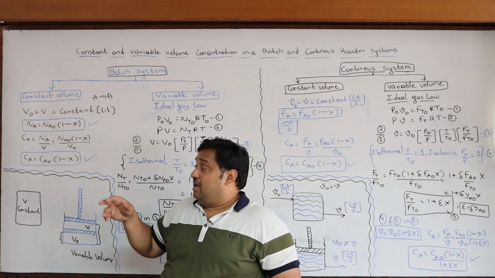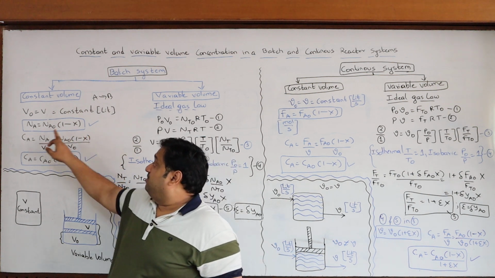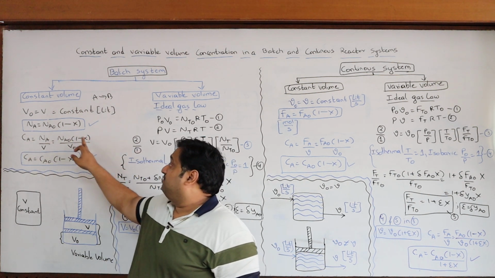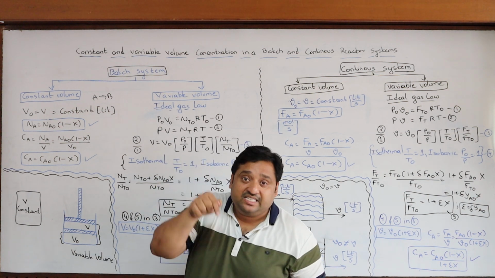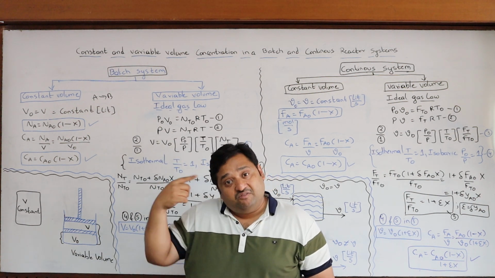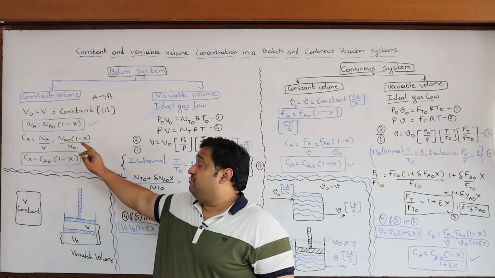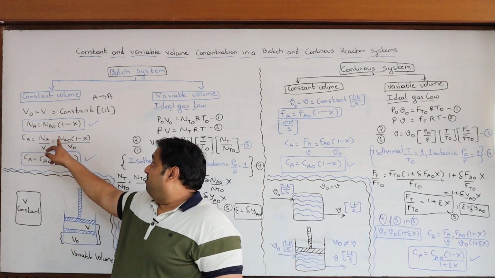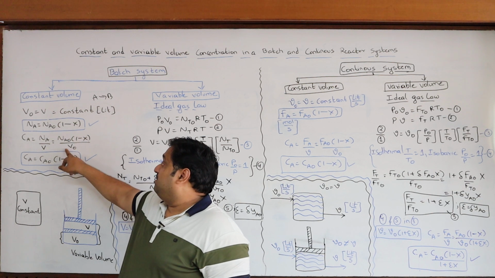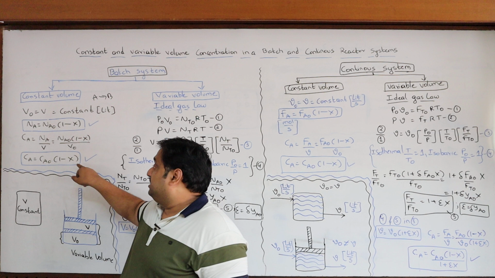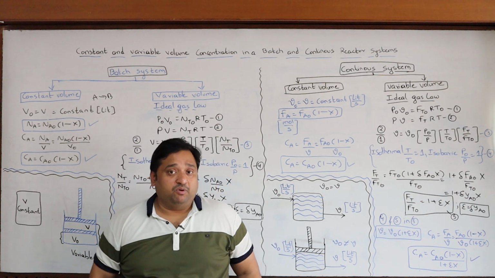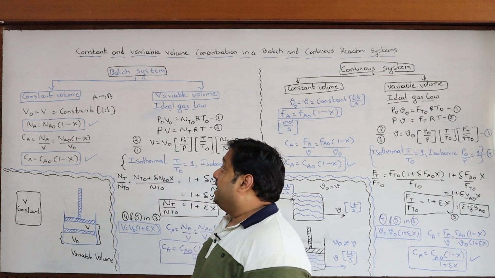With more conversion, after 10% conversion, what is my concentration? After 20% conversion, what is my concentration? That means the concentration of A inside the reactor at every conversion you can calculate from this equation. Okay, you know Na0 by V0, initial moles by initial volume, is my initial concentration, so Ca equals Ca0 into 1 minus X. This is the famous equation you should remember.